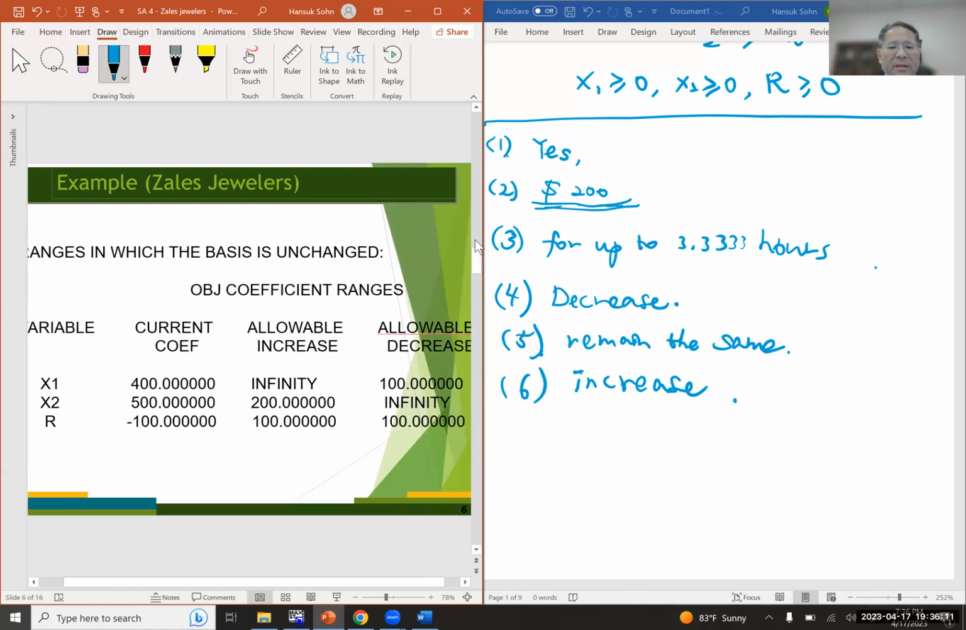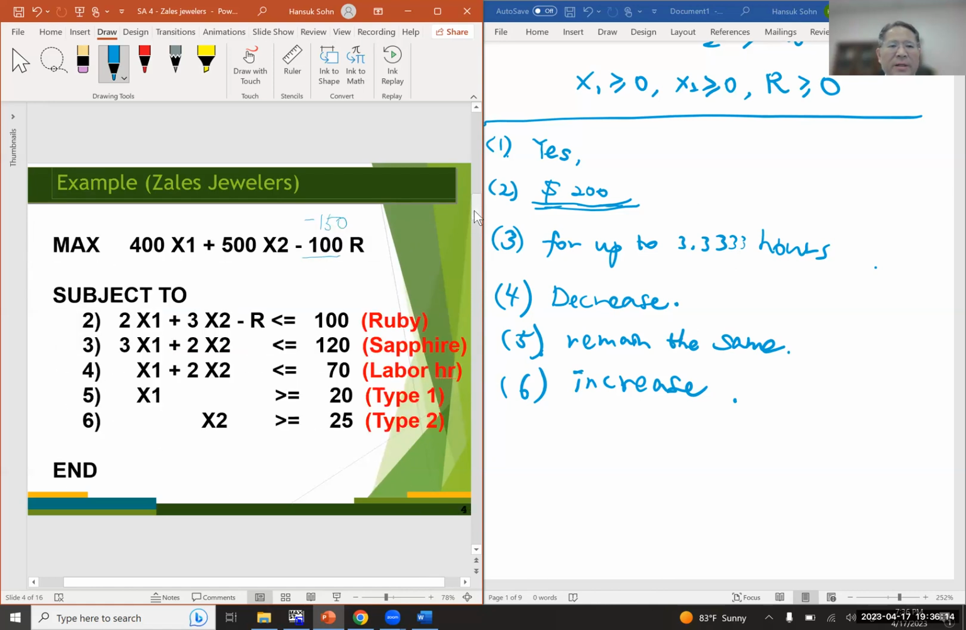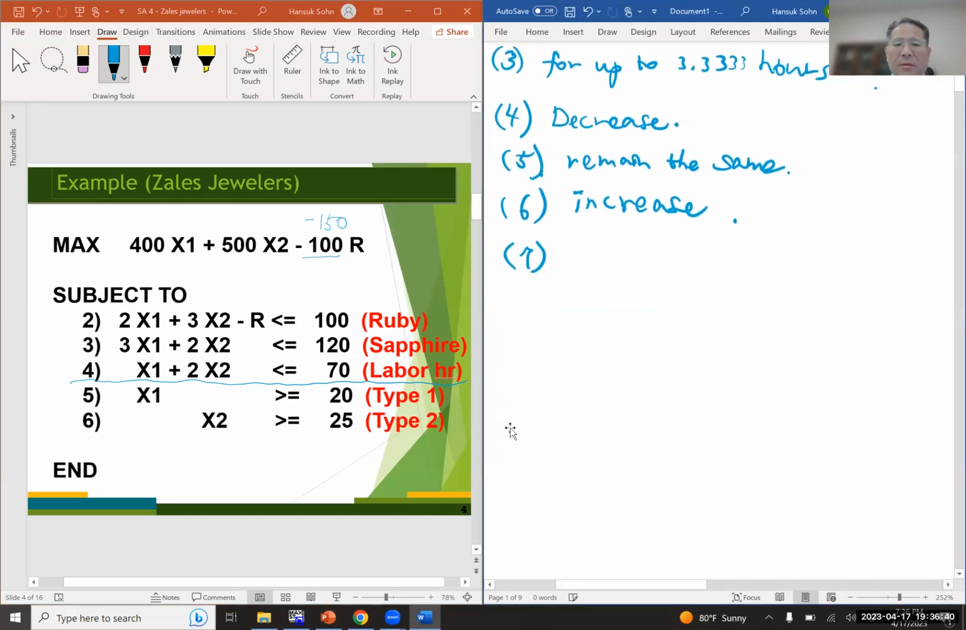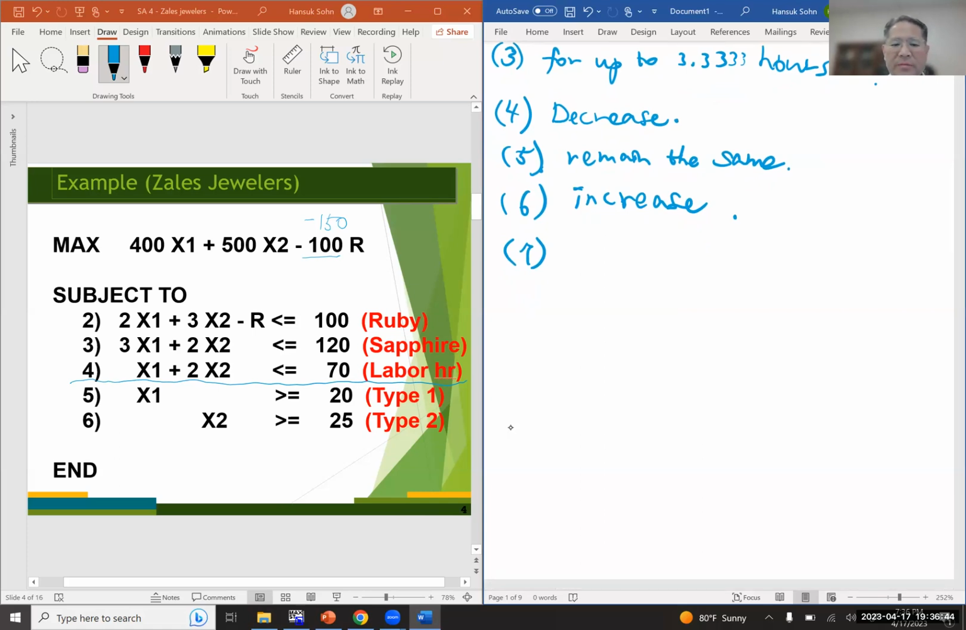Okay. So let's look at our constraint formulation, the LP formulation. Again, the labor hour constraint is the third constraint that appears in the fourth row of the Lindo-Lingo output, right? So the constraint, let me write it down here. x1 plus 2x2 is less than or equal to 70. That's the labor hour constraint.